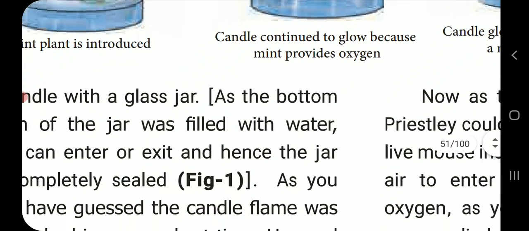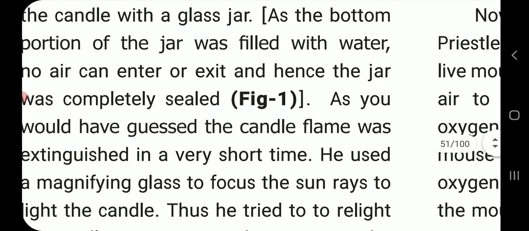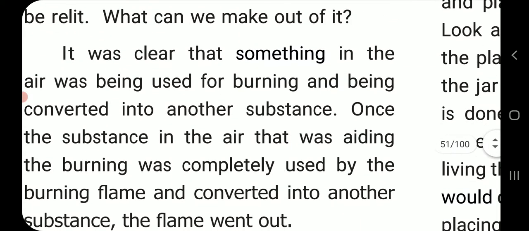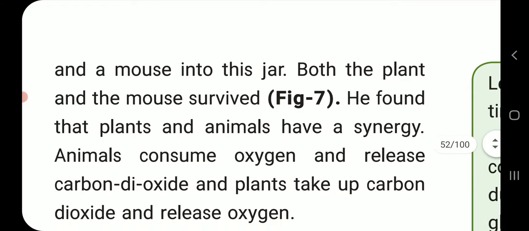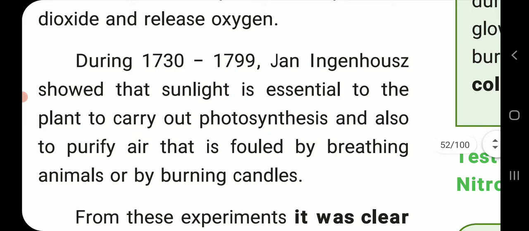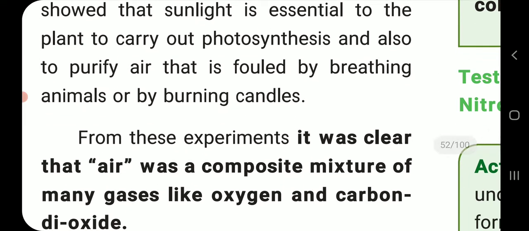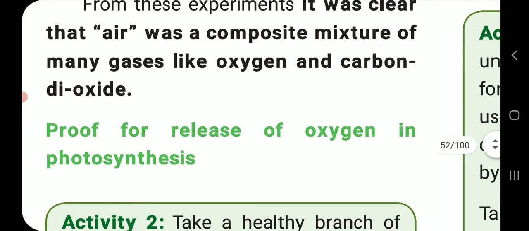This proved the presence of oxygen and carbon dioxide in the air, which is getting circulated. Later, a chemist named Priestley found out that plants photosynthesize and also purify air that is fouled by breathing animals or by a burning candle. From this experiment it was clear that air was a composite mixture of many gases like oxygen and carbon dioxide.